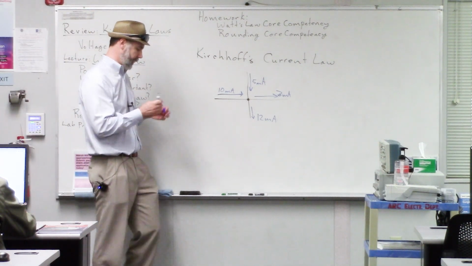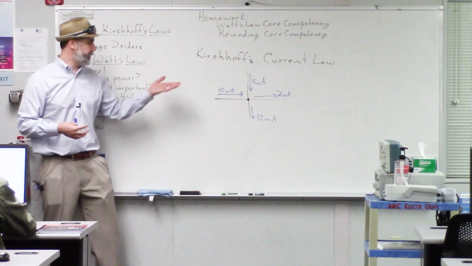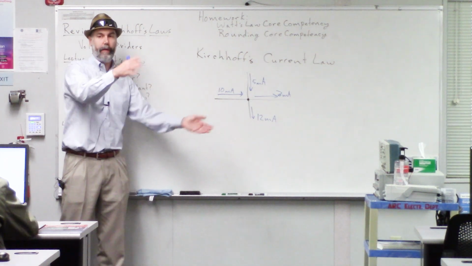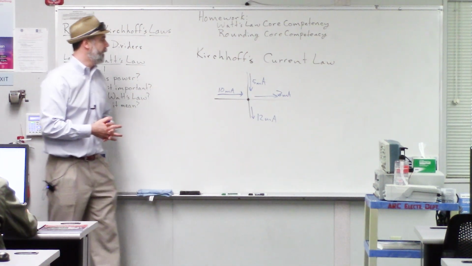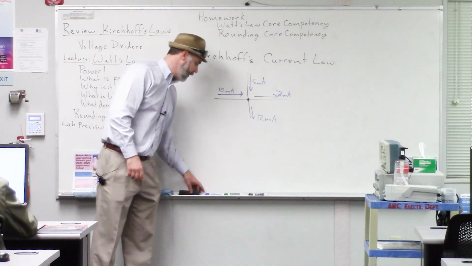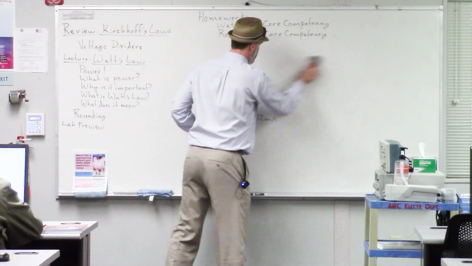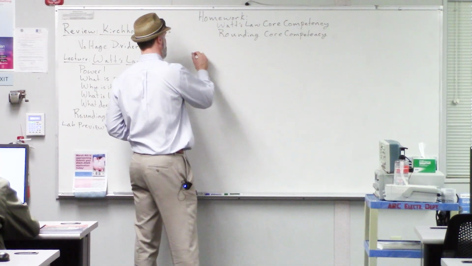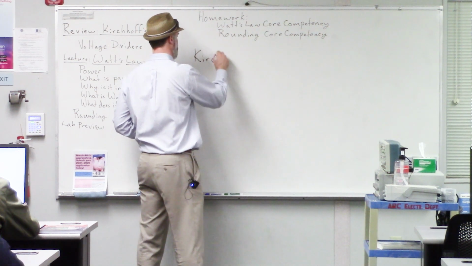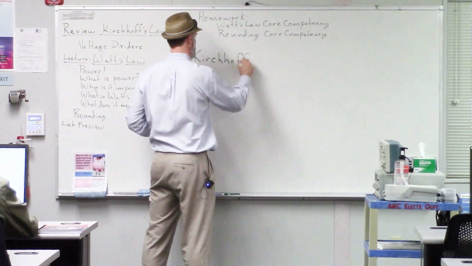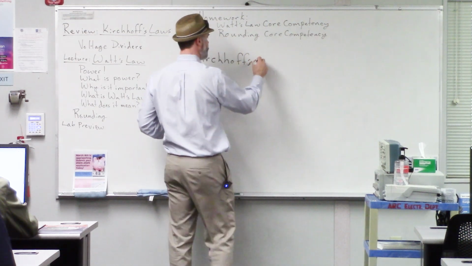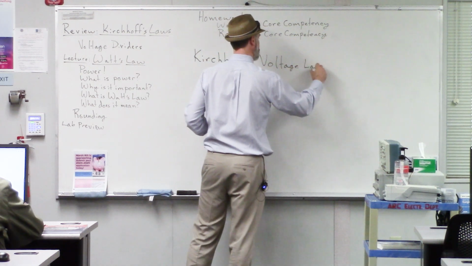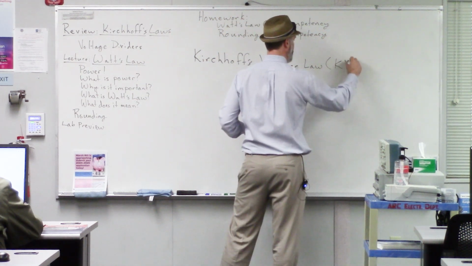Okay. Another way to think about it is that current does not build up at any one point in the circuit. Any current that flows into a point just keeps on flowing out. Okay? So that's Kirchhoff's current law. And then the next law was Kirchhoff's voltage law, or KVL for short.